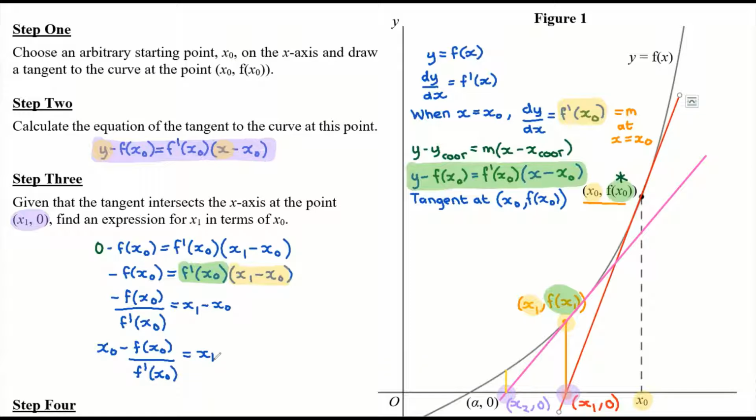Now, notice what we've got here. We've got x1 expressed purely in terms of the previous point, purely in terms of x naught. So we've essentially got an iterative process going on. And I know it's the other way around, but everything on the right-hand side, the subscript is one less than the subscript on the left-hand side. So we can use this as an iterative process, and that will be the next step. And we're almost ready to write down the Newton-Raphson method.